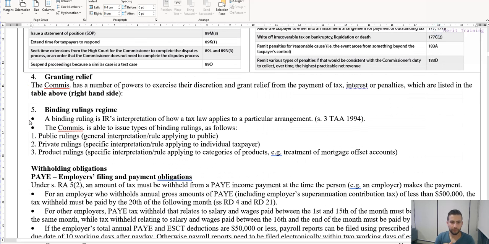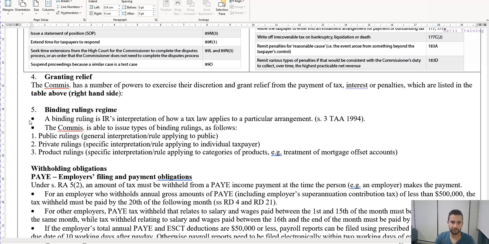And then the final point that we're going to talk about in terms of what the Commissioner can do is in relation to binding rulings. So a binding ruling is basically the Commissioner's interpretation of how a tax law applies to a particular arrangement. For example, whether it's the deductibility of interest from an offset account, quite a specific area. What the Commissioner will do is they'll issue this ruling and it will say, this is how we interpret the case. We believe it's going to be deductible or not deductible, and we're referencing this Section Act, this case law, and these other, maybe a test case, for example.